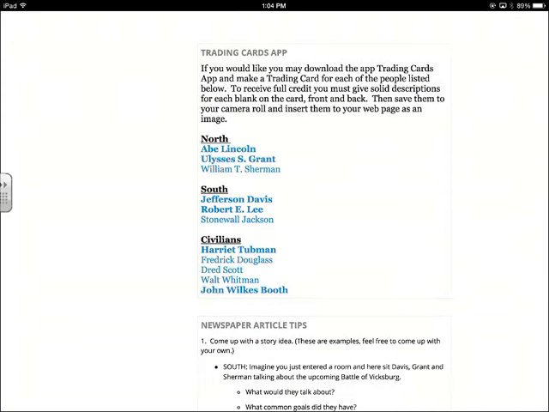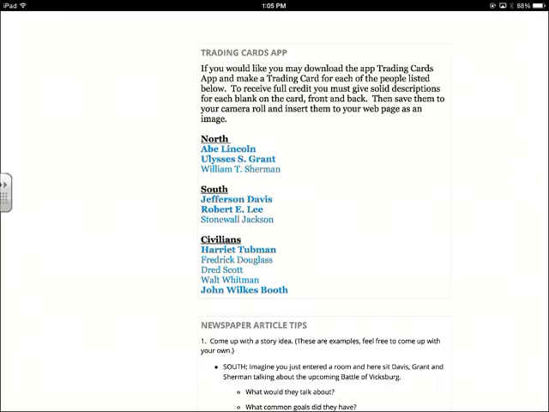Now, the bottom project, there's a little bit more to it, but it's a little different. There's an app you can download called Trading Cards. So you need to go to your app store and download it. Once you have it downloaded, you're basically going to make a trading card for each of those same people. Okay, now the difference on the top part of the project is you only had to pick like one from the north, or one from the south, two from the civilians. If you choose to do the trading cards, you have to do all of the people because it is a little bit easier to do.